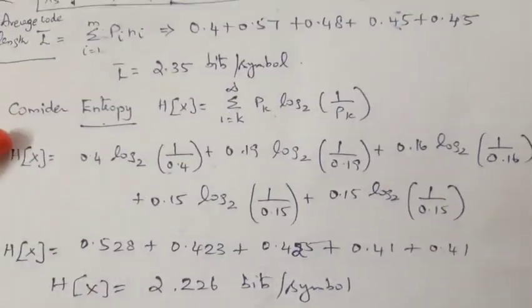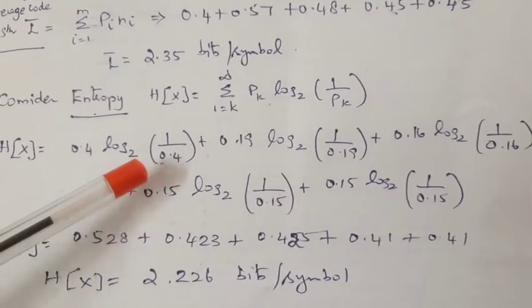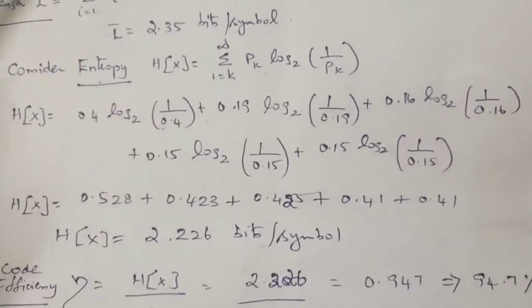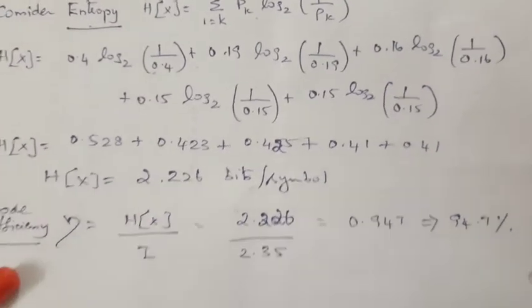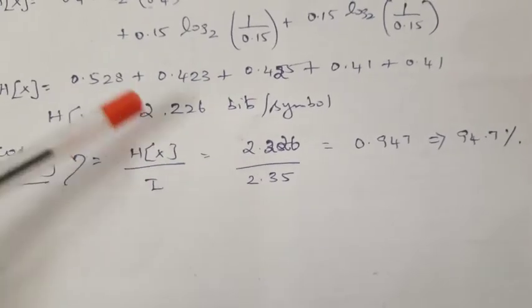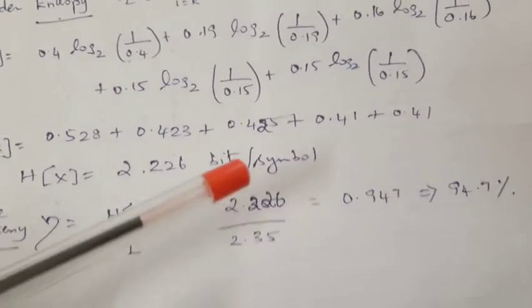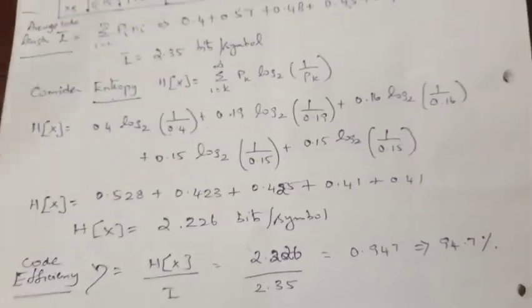Next is the entropy calculation. This we have already done in the earlier chapters. So you find out the probability value of each entropy term. You get it as 2.26. We need to calculate the code efficiency: entropy divided by average code length. 2.26 divided by 2.35 is 94%. So this is another technique for calculating the binary values for a discrete information source, a DMS.